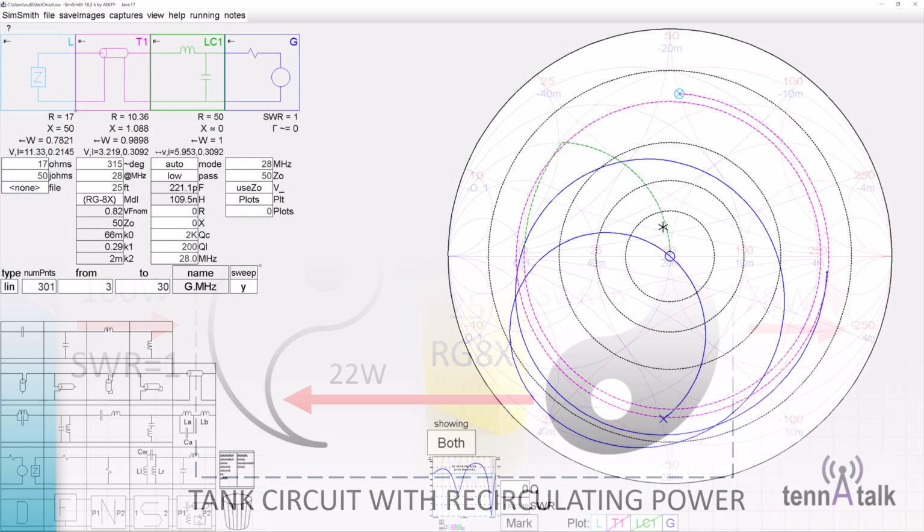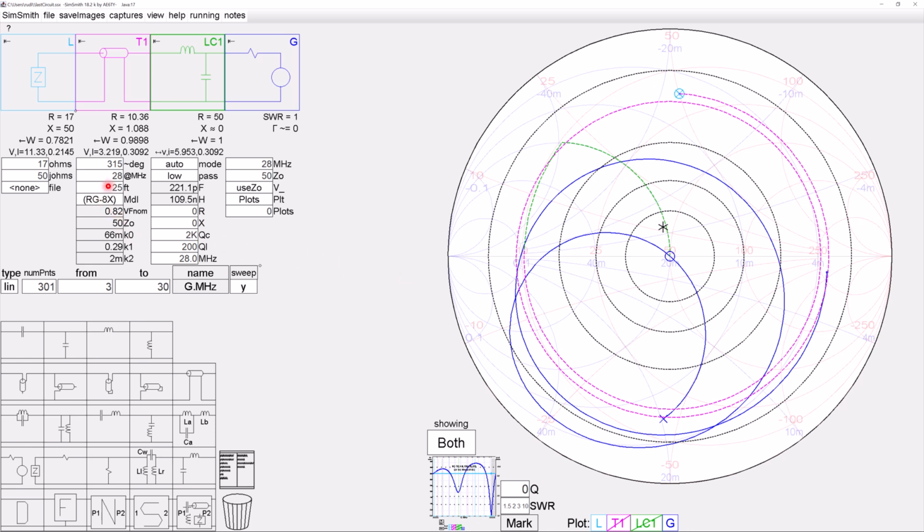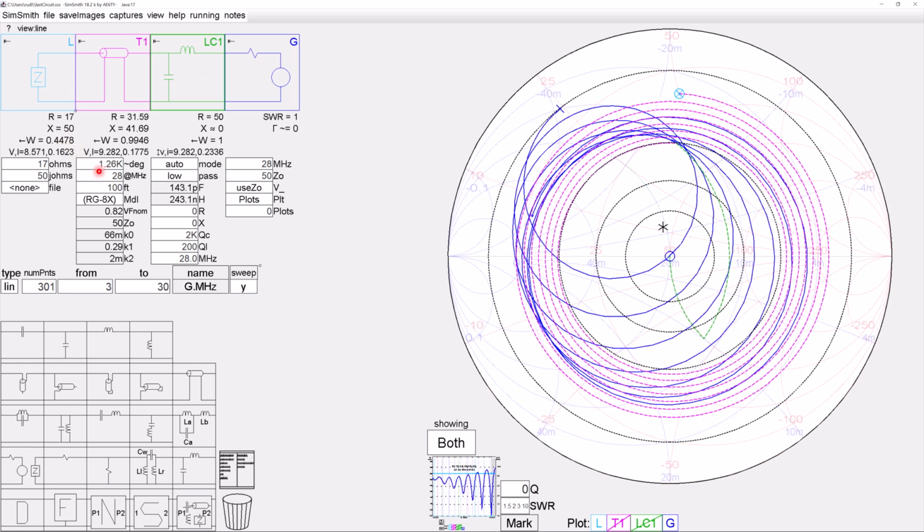So here's a Smith chart again. We start at 25 feet, an impedance of 17 + j50, and with our tuner on the rig side, we can see we're down to 78%. Now, if I go to 100 feet here, with the same load, I'm down to 45% output power. I've lost more than half my power.